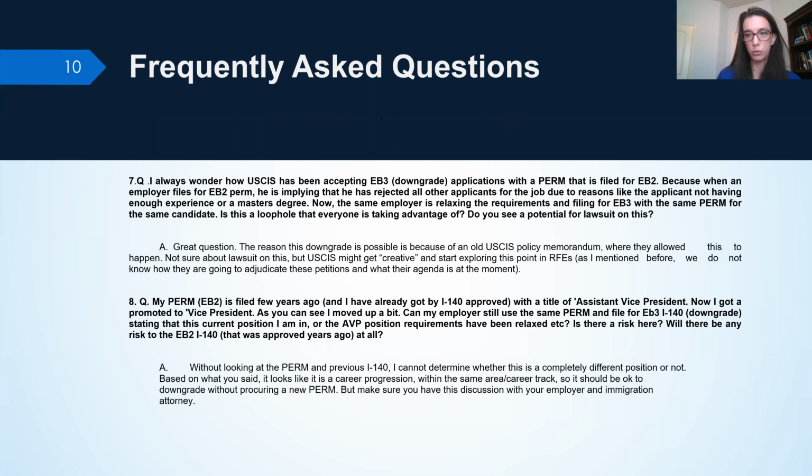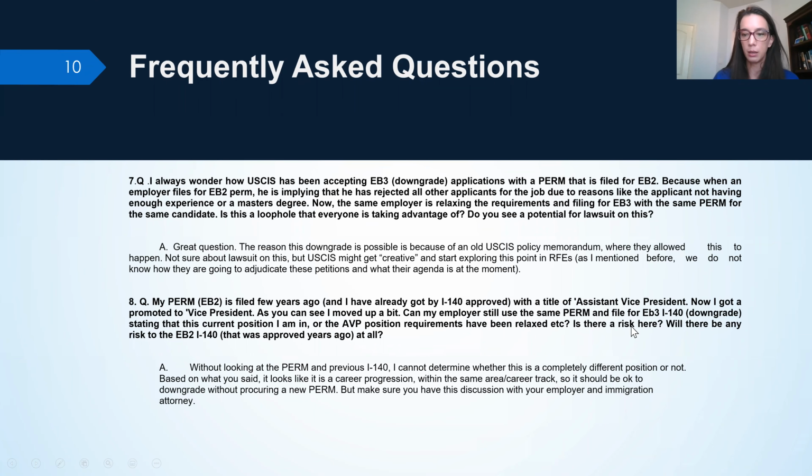But if you just moved from, let's say, level 1 to level 2, or from assistant vice president to vice president, I'm sure that there are new duties that were added, but the core is still the same. The core that was filed on the perm and I-140, I'm guessing, is the same. I don't know. As I said, these are things that have been filed by different people, so it's hard for me to tell. But just based on what you said, I think it should be fine.